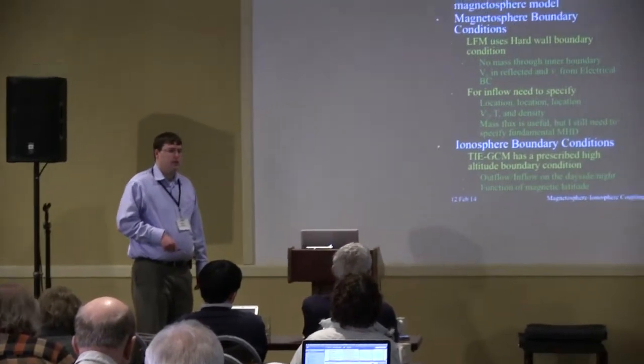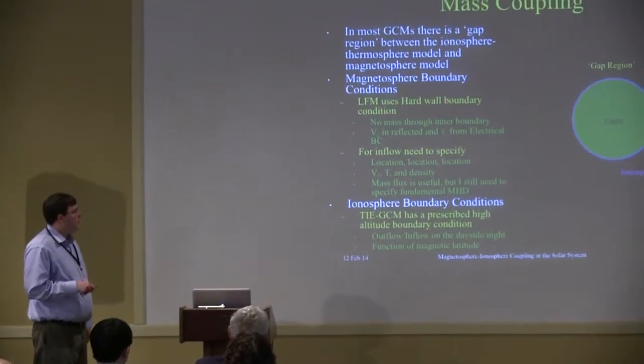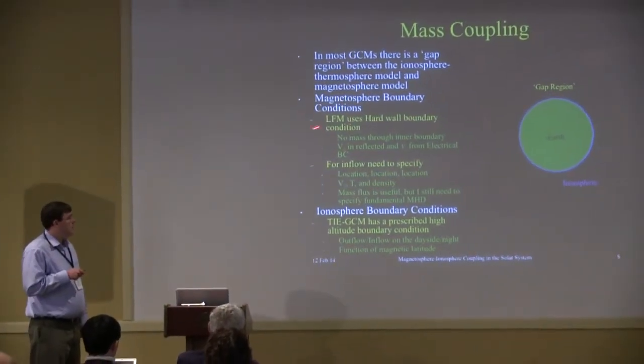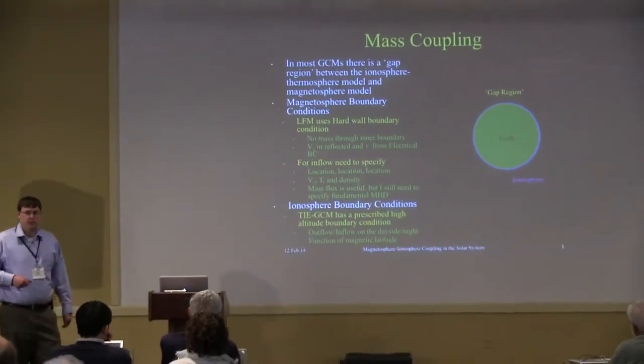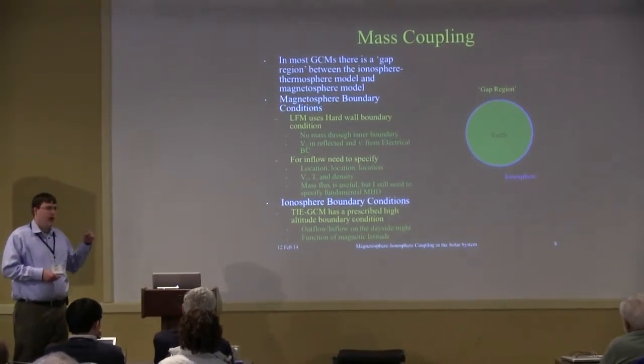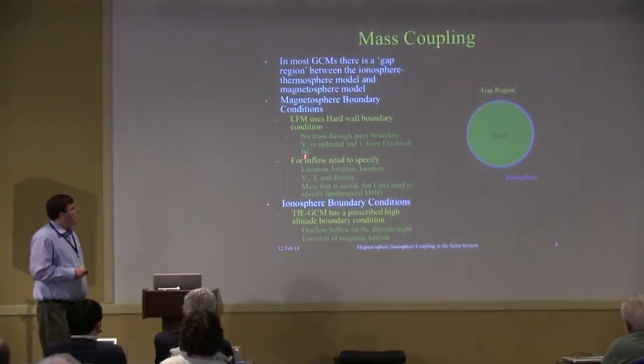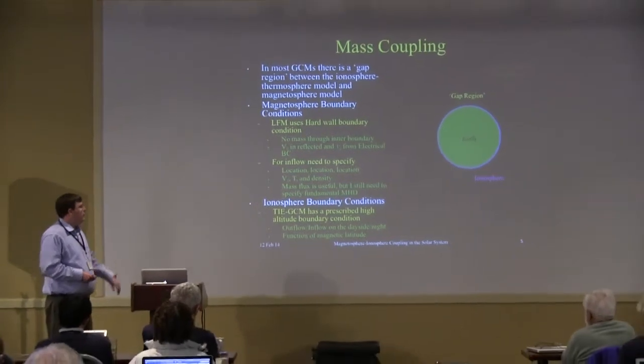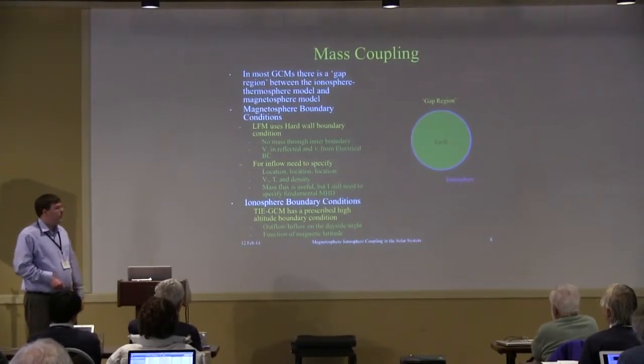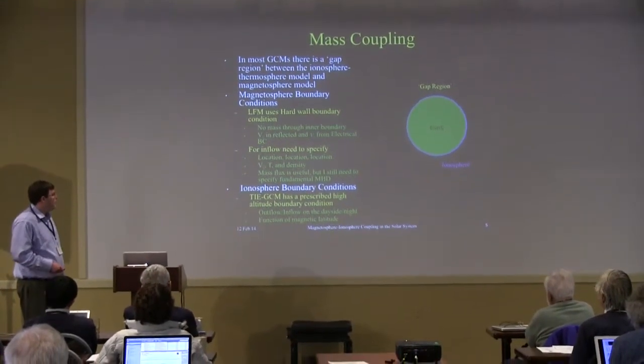The inner boundary conditions on the magnetosphere are normally hard wall conditions in the LFM. So there's no mass passed through the inner boundary, and I should mention that the LFM works differently from BATS-R-US, such that it really is a hard wall. There's no passive outflow coming out. The V parallel is simply reflected, and the V perp comes from the electrodynamic coupling.